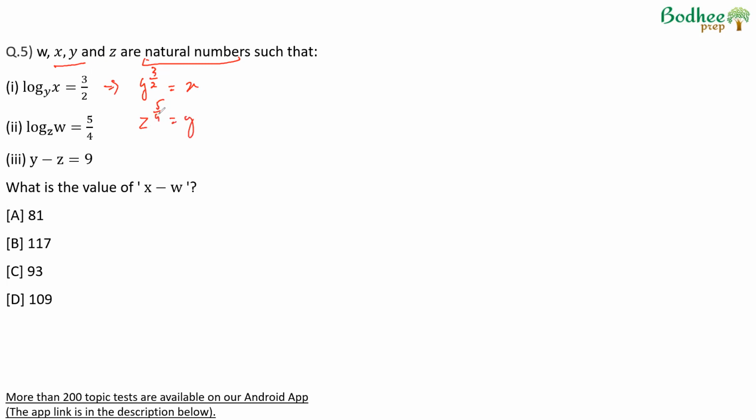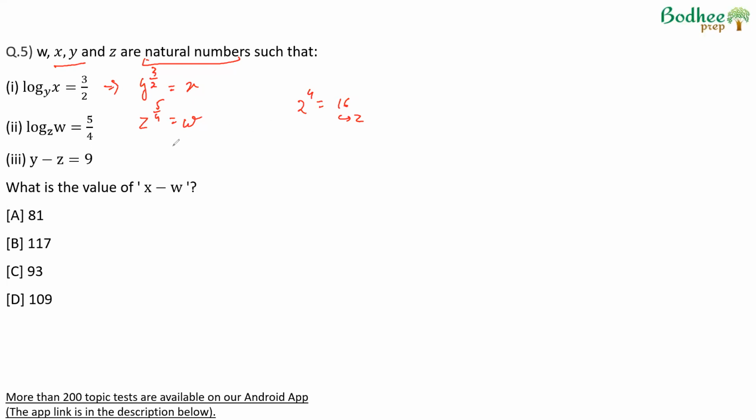So z should be a number for which we can take the fourth root. Now the smallest number which gives us a fourth root is 2. 2 raised to power 4 is 16. So if we take z as 16, we can write here 2, 4, 8, 16. This is w. z raised to power 5 by 4 is w.